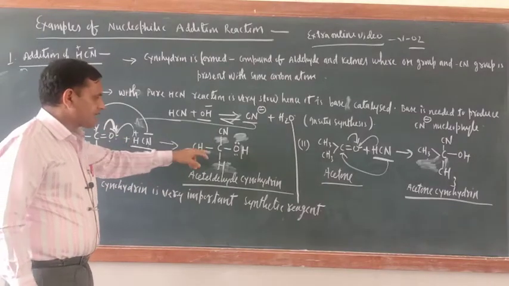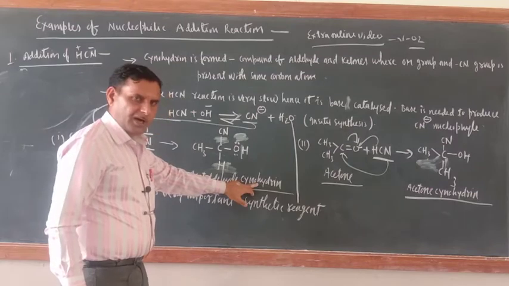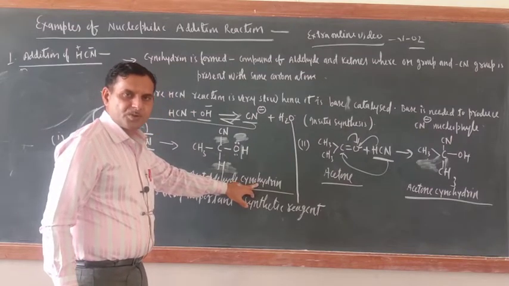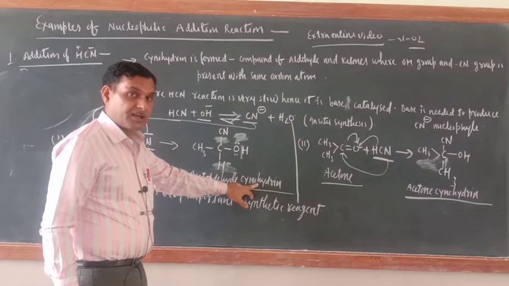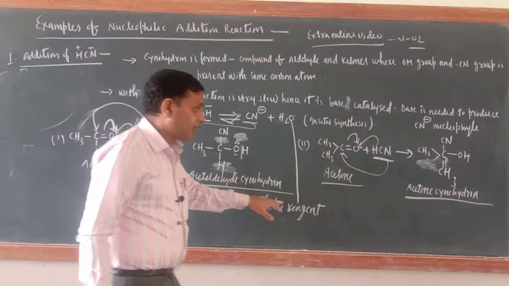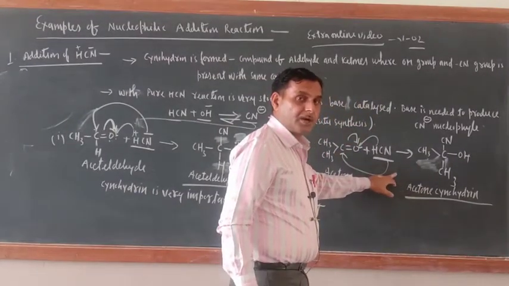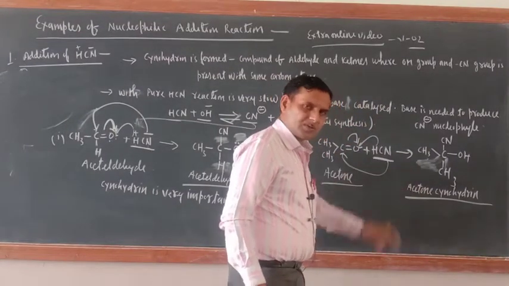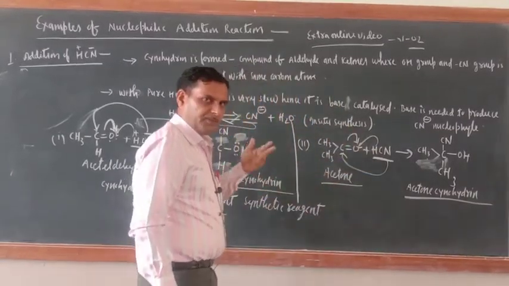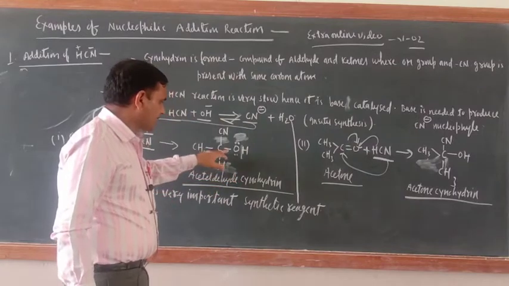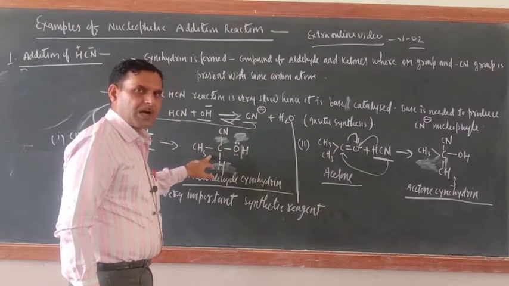Now let's define cyanohydrin. If cyanohydrin is formed with the reaction of acetaldehyde and HCN, that would be acetaldehyde cyanohydrin. If cyanohydrin is formed between the reaction of acetone and HCN, that would be acetone cyanohydrin. So now define the cyanohydrin: cyanohydrin is the compound which contains hydroxyl and CN group on the same carbon atom.